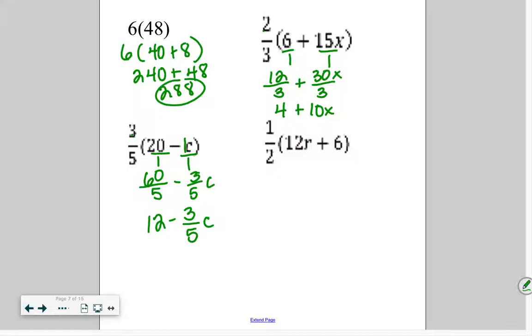It might be a little bit easier to do it with 12r plus 6 because it's easy to do half of a number, right? What is half of 12r? 6r. And what's half of 6? 3. So 6r plus 3. Any questions on those?